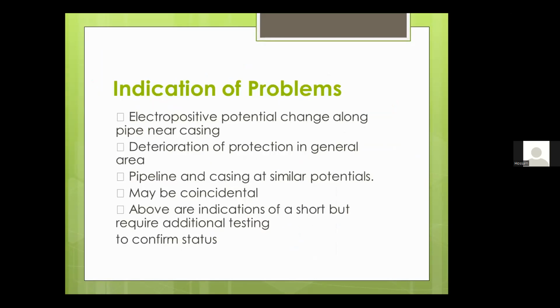How to indicate the problem? An electropositive potential change along the pipe near the casing, or deterioration of protection in the general area. If we find the pipeline potential and the casing potential are similar, we may expect a short.